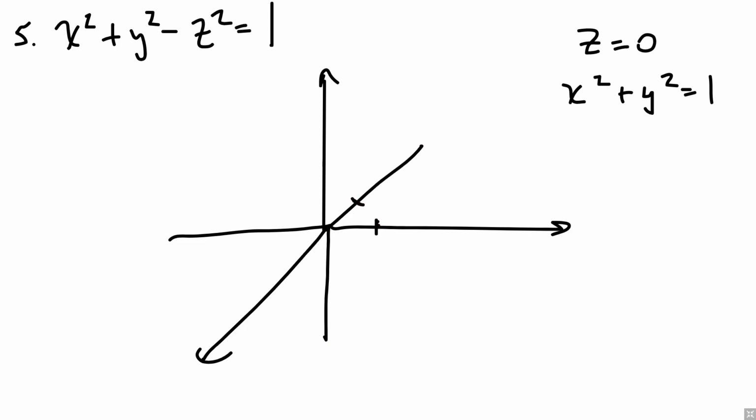So 1 unit, 1 unit, 1 unit. And let me fix this 1 unit here. 1 unit, 1 unit. So I have this circle. Okay. Now, the thing is that as z increases, what's going to happen to the radius of the circle?